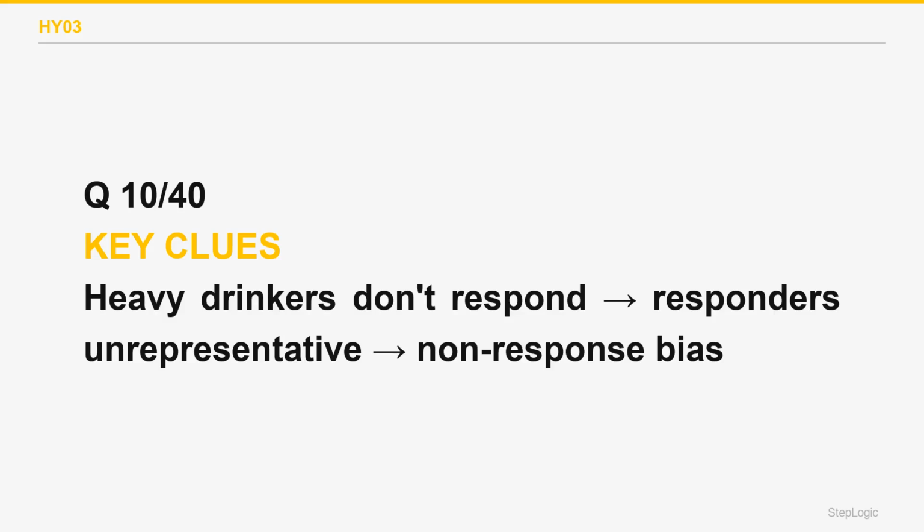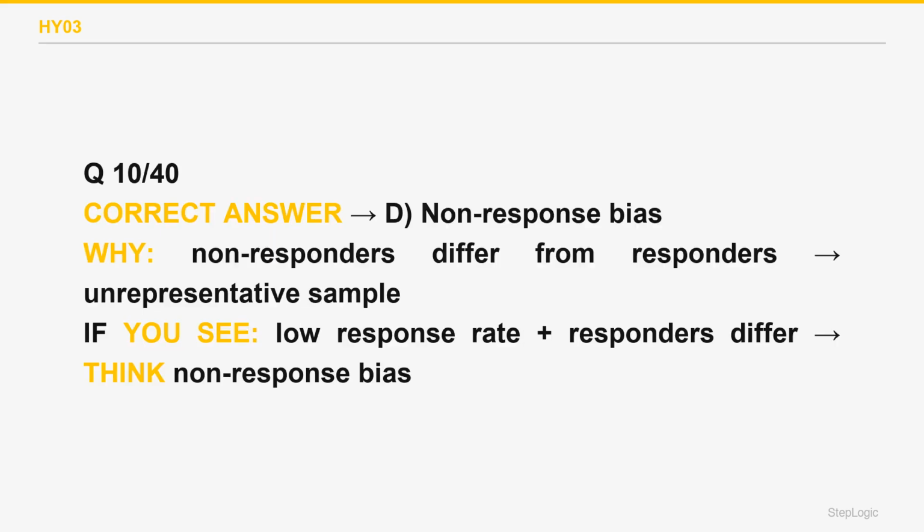Response bias occurs when the people who do not respond differ systematically from those who do. Here, heavy drinkers stay silent, so the responding sample is skewed toward light drinkers, and the survey underestimates true consumption. It is a selection problem created by the pattern of who chose to participate. The correct answer is D.